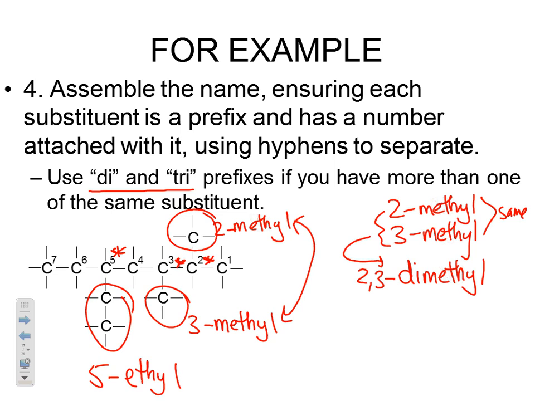Okay, so assembling the name. Start with my base name. So this entire thing was a heptane, right? Because it's a 7 carbon chain. So I'm going to put that at the end. That comes at the end. And then out in front of that, let's see, what did I have attached to that? I had attached to that a 5-ethyl group.